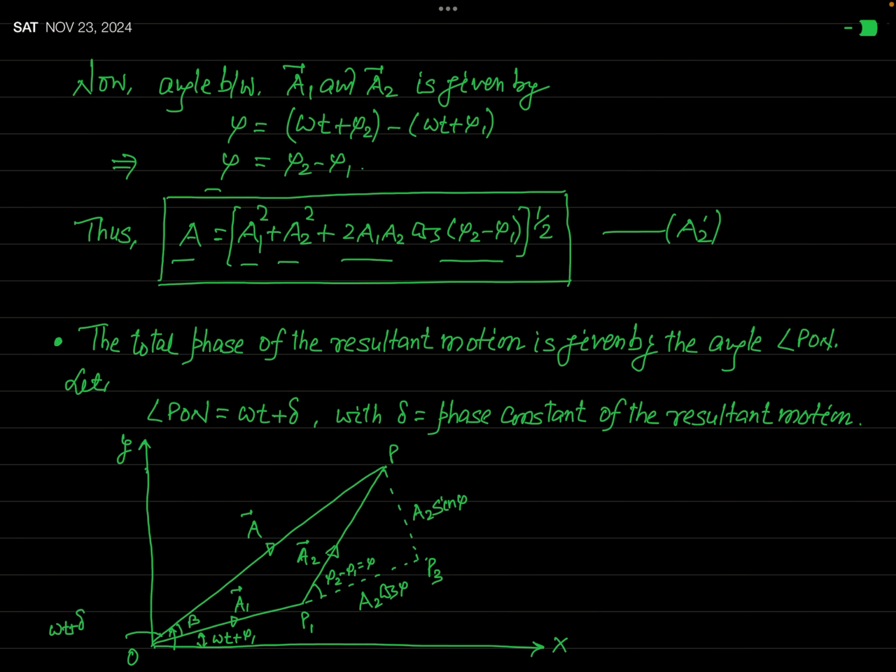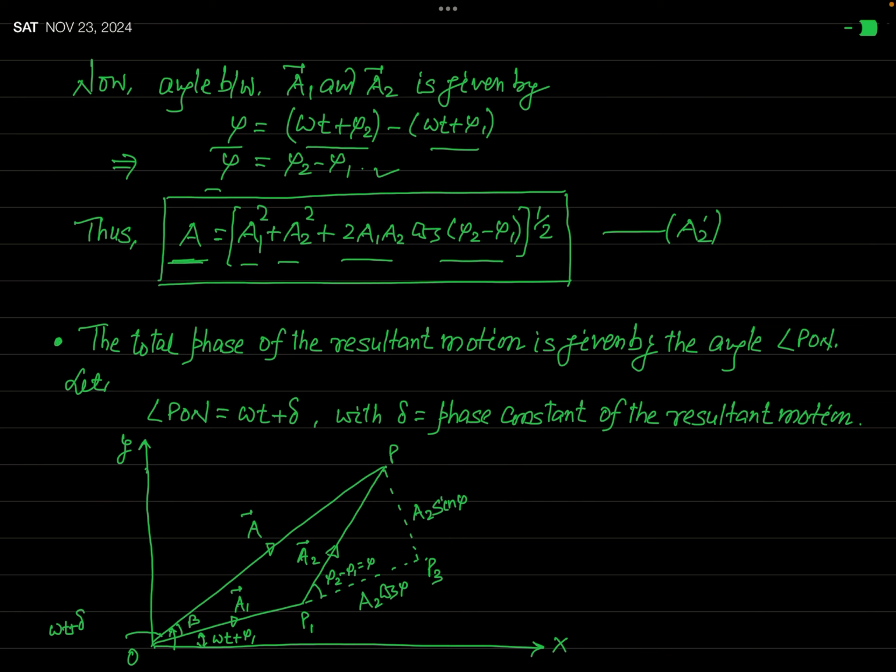And as I have told you, if you consider that phi is the angle between vectors A1 and A2, then from the geometry of the figure you can see this is equal to omega t plus phi 2 minus omega t plus phi 1, which is actually phi 2 minus phi 1. And so, applying the formula for getting the resultant of two vectors, you can say that the magnitude of the resultant amplitude is equal to the square root of A1 square plus A2 square plus 2A1A2 cosine of phi 2 minus phi 1. So in this way we have obtained the amplitude of the resultant motion.